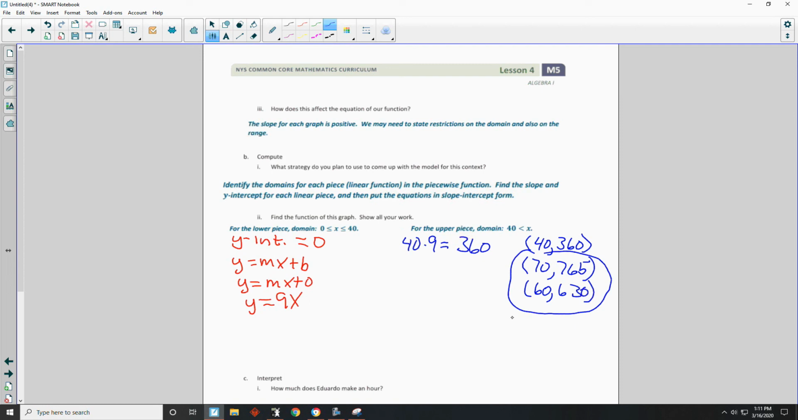So remember, our m equals y2 minus y1, 765 minus 630, divided by 70 minus 60, which I'll just do right here as 10. 765 minus 630 is 135, so if I divide that by 10, I get my slope to be 13.5.